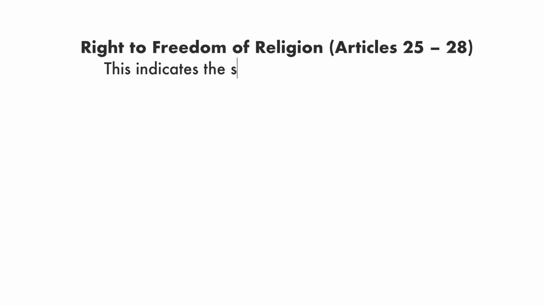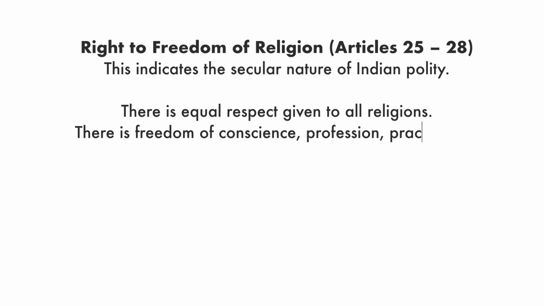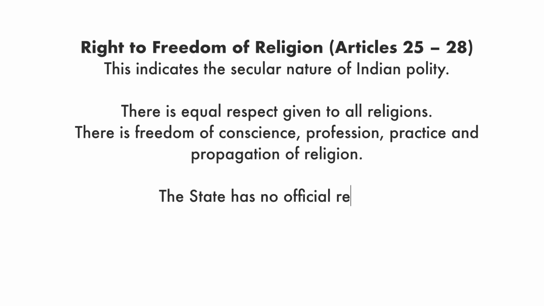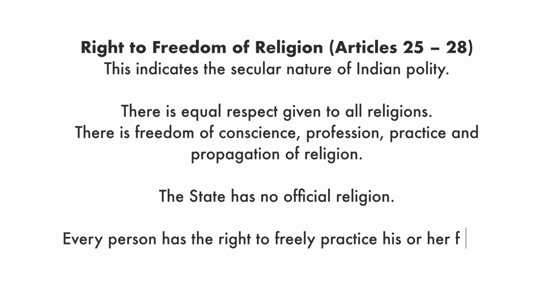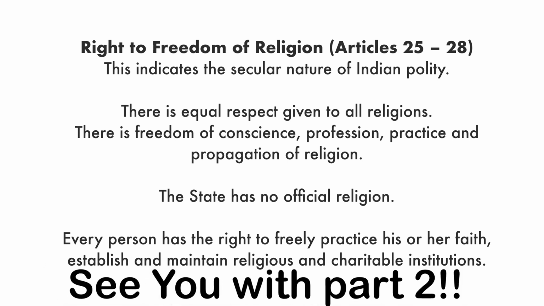Now let's discuss right to freedom of religion, Articles 25 to 28. So this indicates the secular nature of Indian polity. There is equal respect given to all religions. There is freedom of conscience, profession, practice, and propagation of religion. The state has no official religion. Every person has the right to freely practice his or her faith, establish and maintain religious and charitable institutions. Since the lesson has crossed the 12 minute timeline, I am going to take all these articles, Article 25 to 28 and the remaining parts in the next lesson.